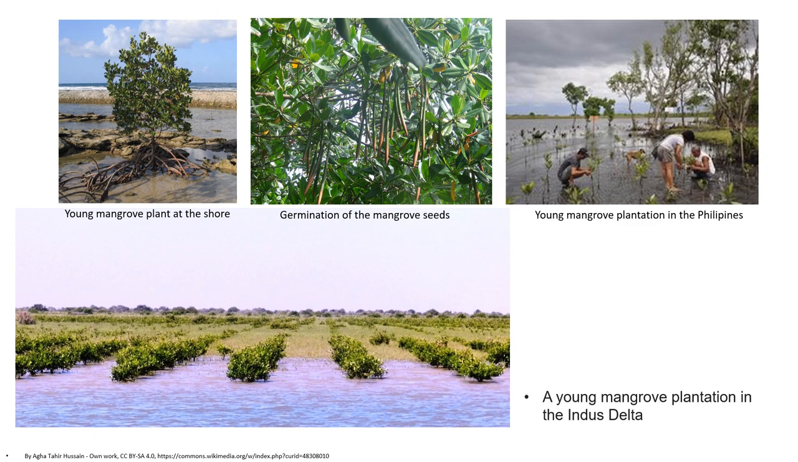Here is a picture. We can see a young mangrove plant at the shore. And the second picture is the germination of the mangrove seeds directly from its roots. In the third picture, the young mangrove plantation in the Philippines. And in the fourth, a young mangrove plantation in the Indus Delta.